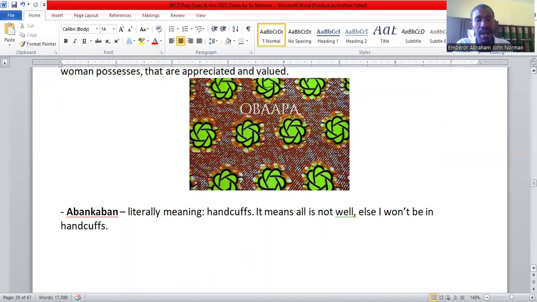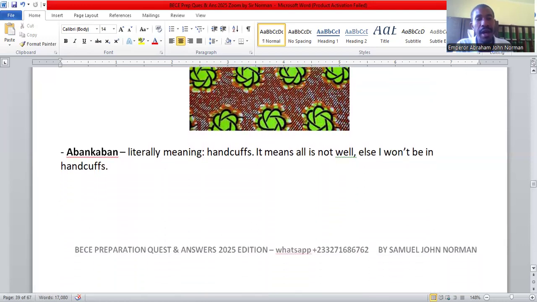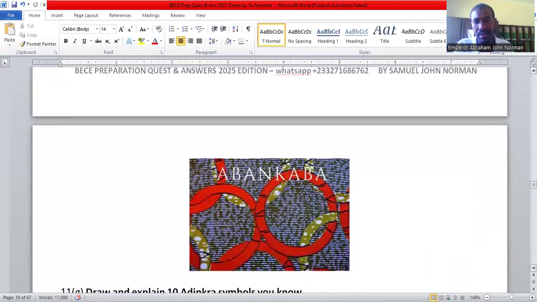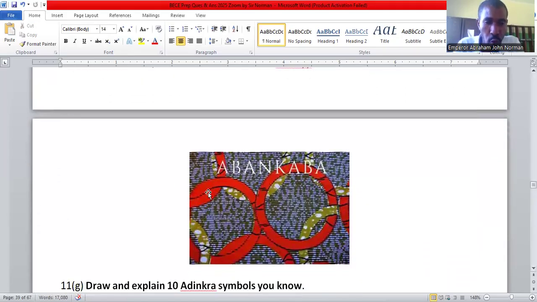Then we have another one we call Bank Kaban, which literally means handcuff. It means all is not well, else I won't be in handcuffs. So this kind of cloth is telling us something. Whenever you want to visit somebody, you want to make an appeal to somebody, you can go and visit that person with this kind of fabric.